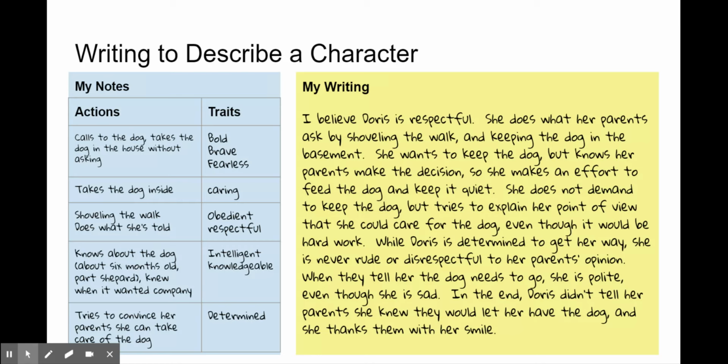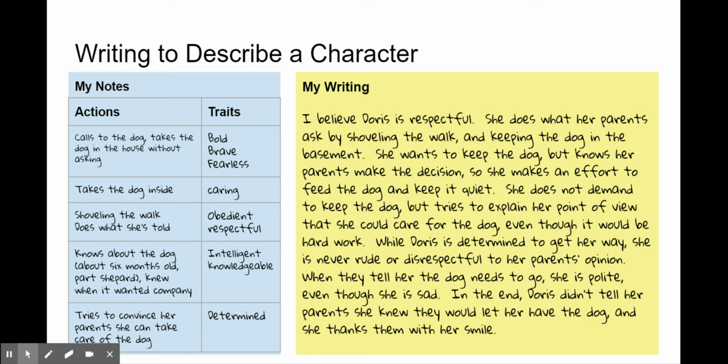I believe Doris is respectful. She does what her parents ask by shoveling the walk and keeping the dog in the basement. She wants to keep the dog, but knows her parents make the decision. So she makes an effort to feed the dog and keep it quiet. She does not demand to keep the dog, but tries to explain her point of view that she could care for the dog, even though it would be hard work.